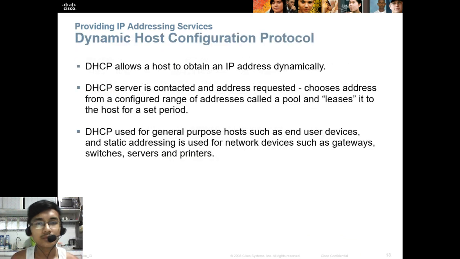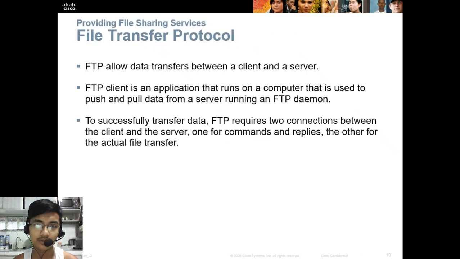Dynamic Host Configuration Protocol. DHCP allows a host to obtain an IP address dynamically. When a host requests an address, the DHCP server chooses an address from a configured range of addresses called a pool and leases it to the host for a set period. DHCP should be used for general purpose hosts such as end user devices, and static addressing is used for network devices such as gateways, switches, servers, and printers.